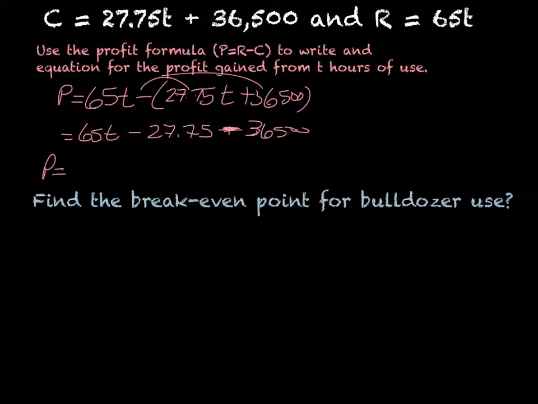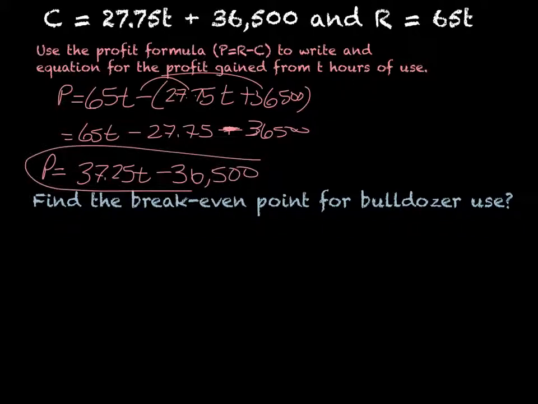All right, and then at this point, I just simplify. So P equals 37.25 T minus 36,500. And that would be my total profit.